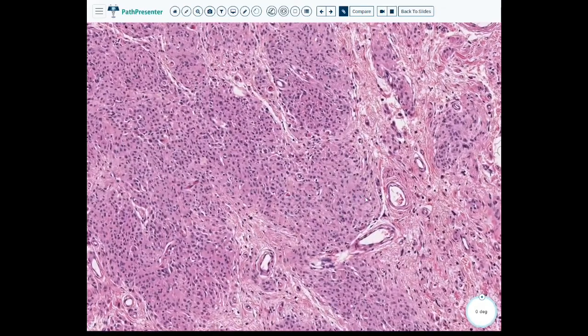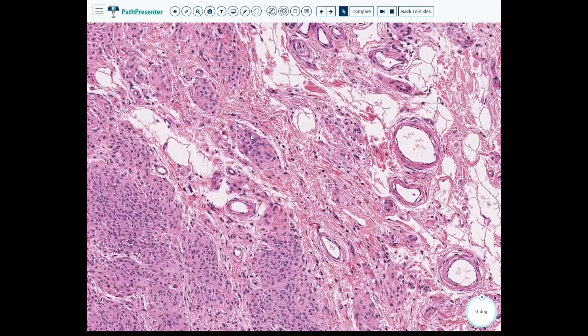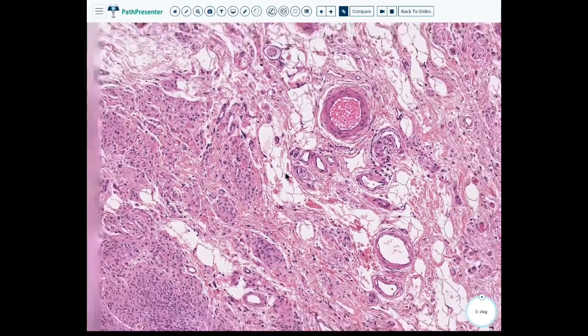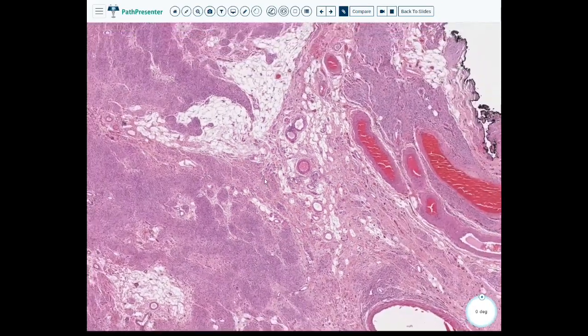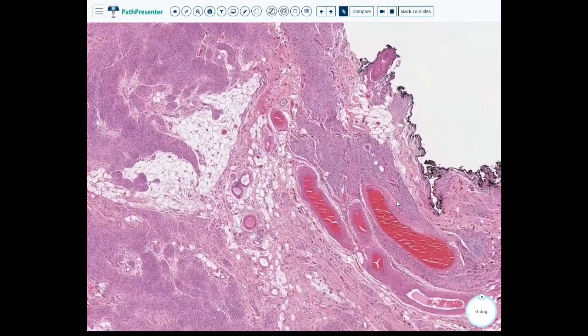Okay, so see how small these are, and they have ample pink cytoplasm. Maybe some of it is amphiphilic, but for the most part, this looks pretty pink to me. And we're seeing that it's underneath all these structures. Like this goes really, really deep.